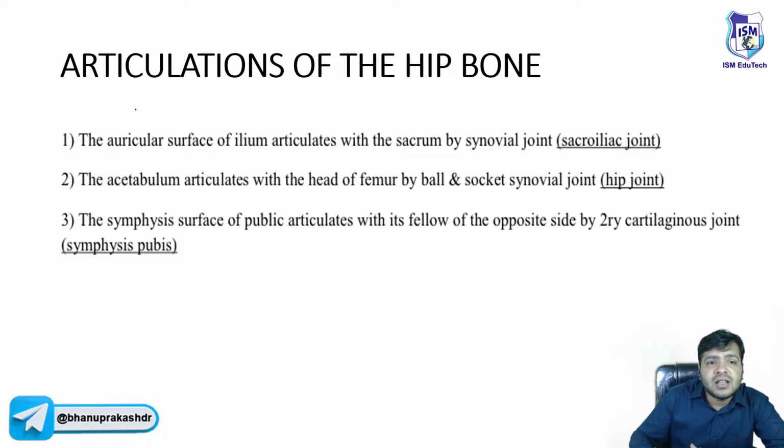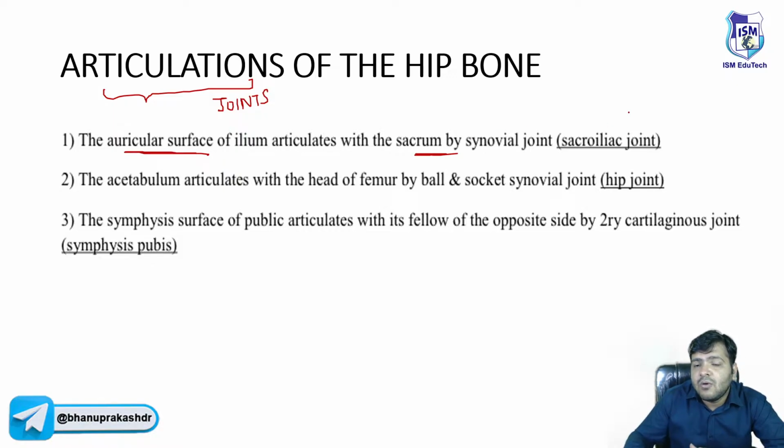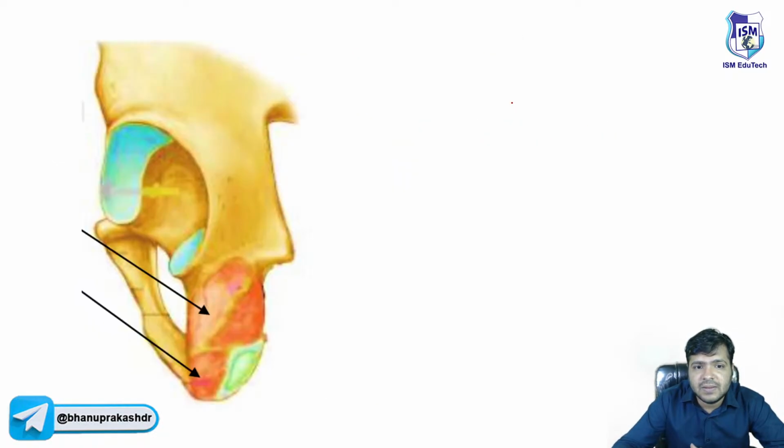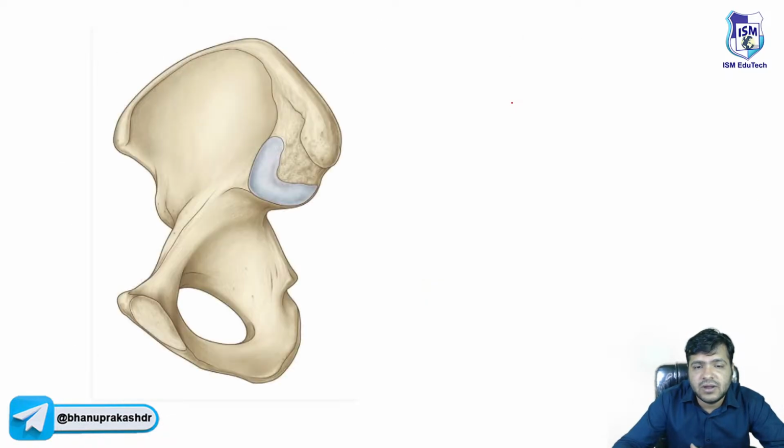Beta, articulations means joints. Articulations means joints. So you already know the auricular surface of ilium articulates with the sacrum via the sacroiliac joint. I had told you, you already know that this is the auricular surface. Okay, auricular surface of ilium.